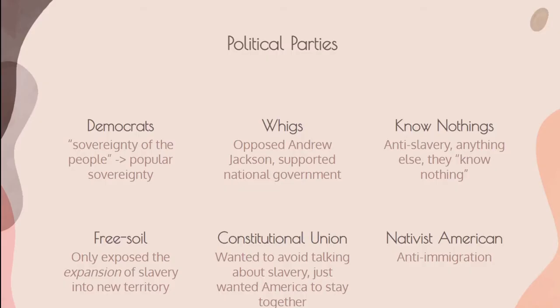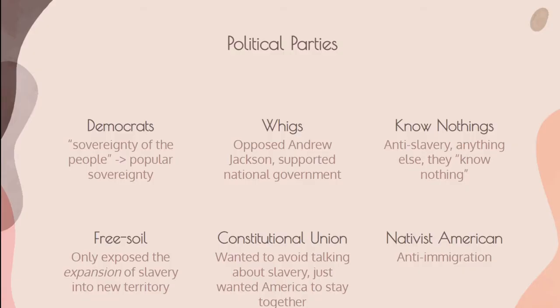And we also see some of these political parties start forming. Some of them are formed a little later, like a few years later, some are formed a few years earlier. The line is blurry, but we have the summary of them here. Democrats want sovereignty of the people, which can mean popular sovereignty in the same way. The Whigs existed to oppose Andrew Jackson, which I think is sort of a funny formation, and generally they supported the national government. The Know-Nothings were anti-immigration. Anything else, they know nothing, that's why they're called that.